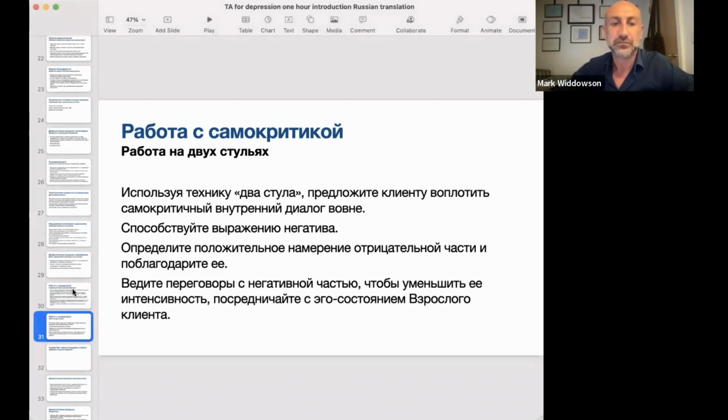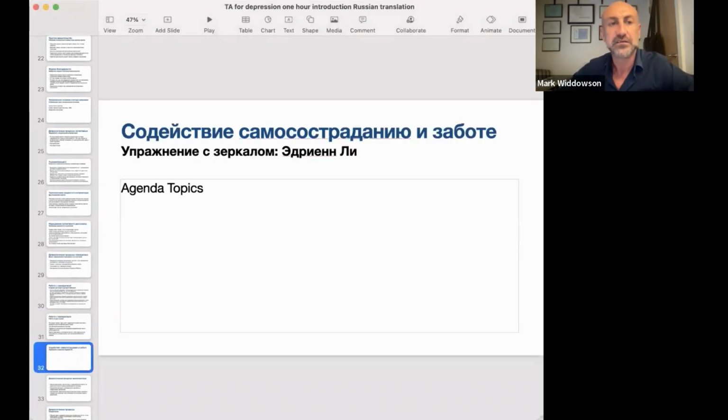Okay, so another exercise that we can do is the mirror exercise, which was developed by Adrienne Lee. I would really encourage you to see if you can access a copy of it, maybe translate it and practice it if you can. It's a very, very beautiful and very gentle exercise. I believe it was in the Transactional Analysis Journal. I think also it was in a book called Ego States, edited by Charlotte Sills from, I think, around 2003.